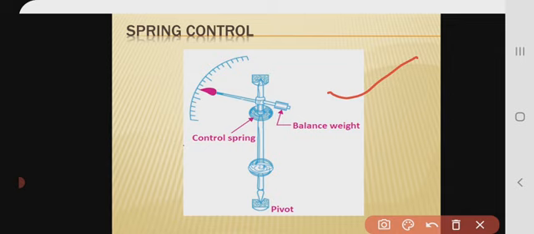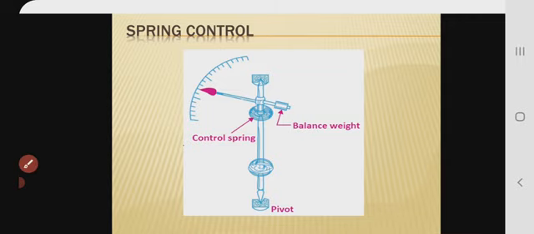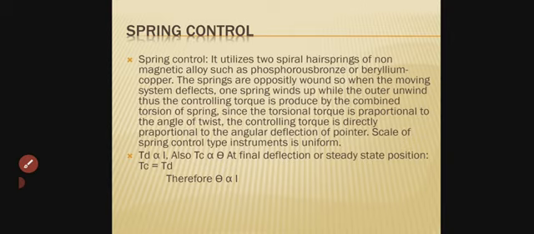This is the control spring connected here, and a balance weight is provided to counterbalance the weight of the machine. Let us discuss in detail the spring control method. Spring control utilizes two spiral hairsprings of non-magnetic alloy such as phosphor bronze or beryllium copper.